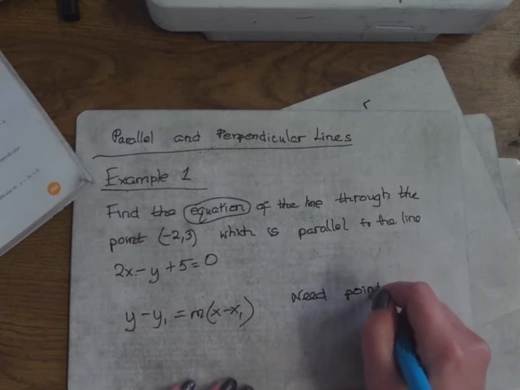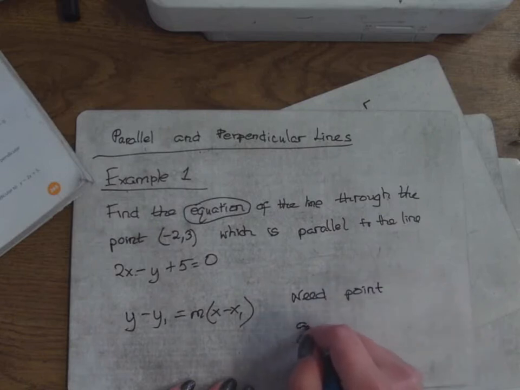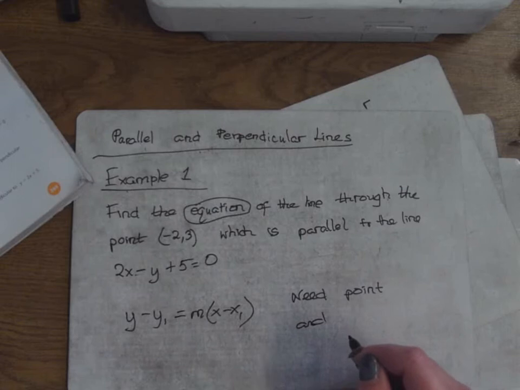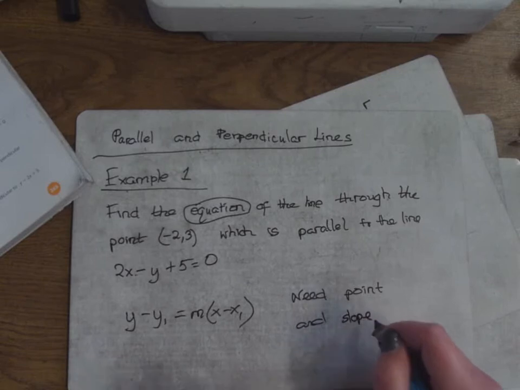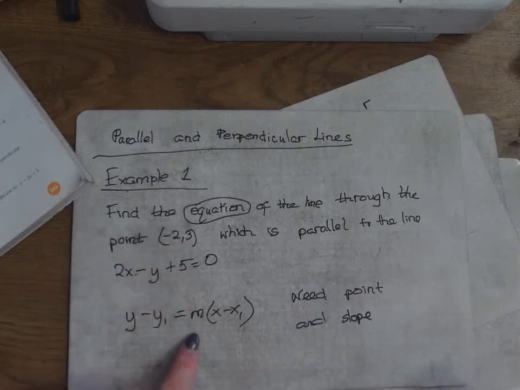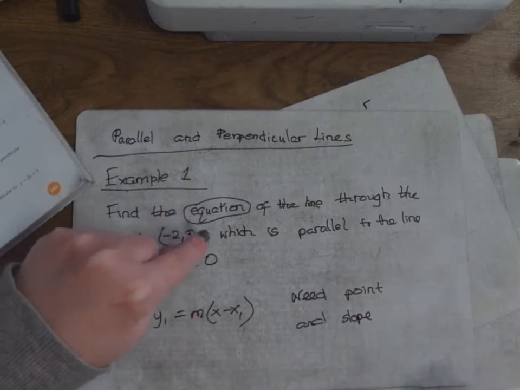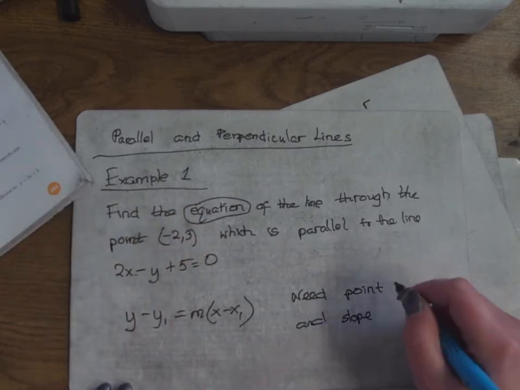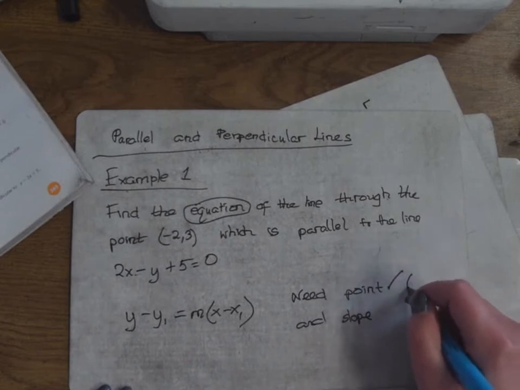And I need something else. I need to fill in for x1, y1, and I need to fill in for m. What does m stand for? Slope. So I need a point and a slope to fill out that, okay? Because that's what they want me to do. Do I have a point? Yeah, so I have the point. The point is minus 2, 3.